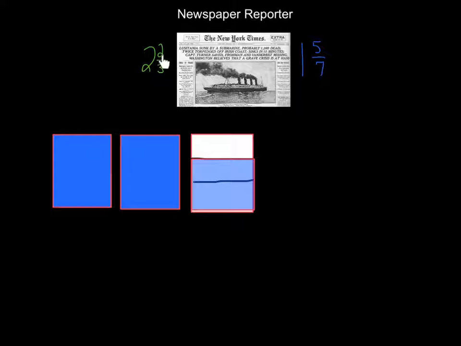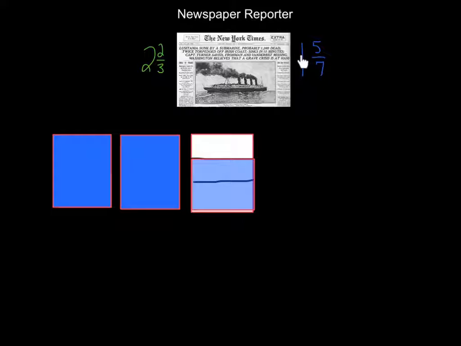Just to kind of reiterate this, fractions can be thought of in 3 ways. You can say 2/3, you could say 2 out of 3, and you can say 2 divided by 3. So that's the 3 ways to think of any fraction. In this case, we have a mixed number, so it's a whole number and a fraction. So I've got 2 wholes and 2 out of 3.